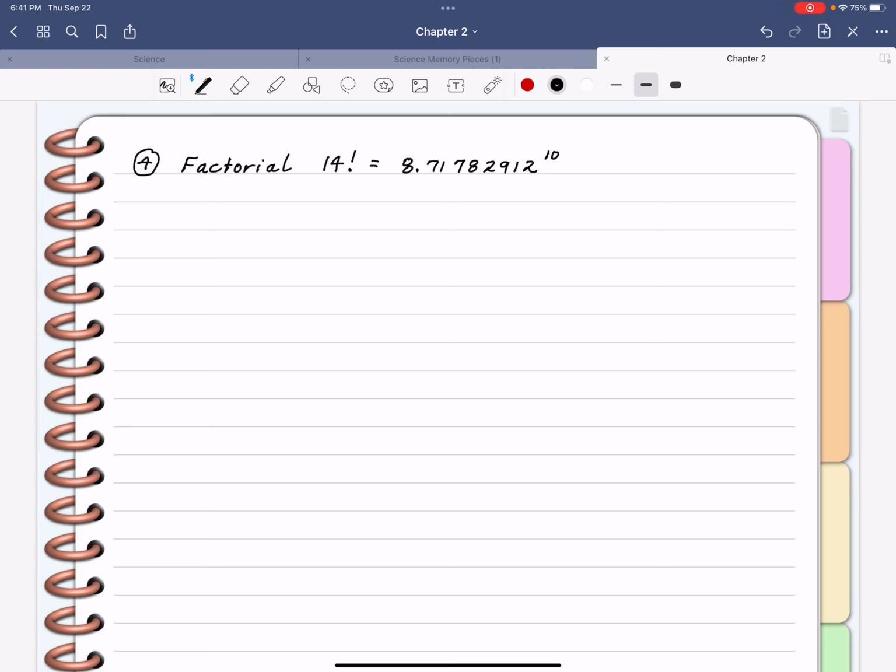Let me double check this. 8.71782912 to the 10th power. So what this means is that the calculator can't handle a number that big. It cannot display a number that big. So it gives you scientific notation.